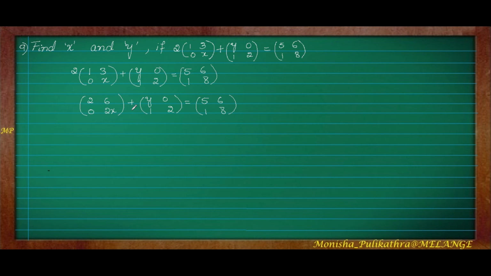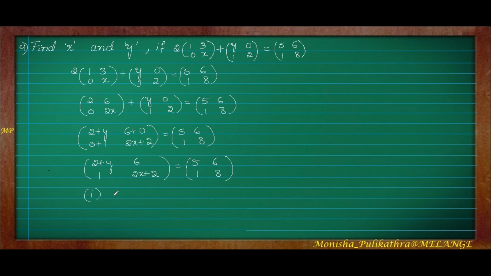Now we have to add these two matrices. The elements in the same position have to be added. So 2 plus y, 6 plus 0, 0 plus 1, and 2x plus 2 is equal to 5618. So here 2 plus y, 6, 0 plus 1 is 1, and 2x plus 2 is equal to 5618. Since 6 and 1 are the same here, we equate the entries so that we can find the values of x and y.